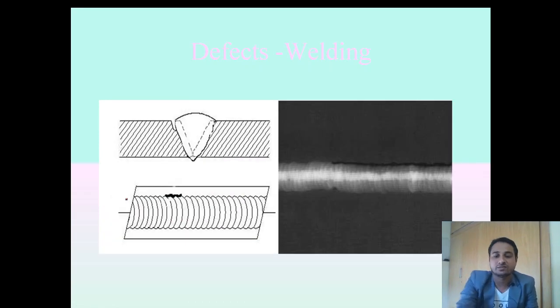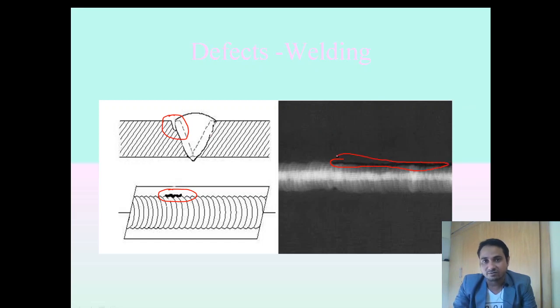Now that we have seen root undercut, this undercut is on the face. If you are using higher current, it will melt the base metal also and create a cavity here. Like this, the base metal will burn by high current, and this will create an undercut. And here, by the dark line at the fusion location, we can see the undercut.